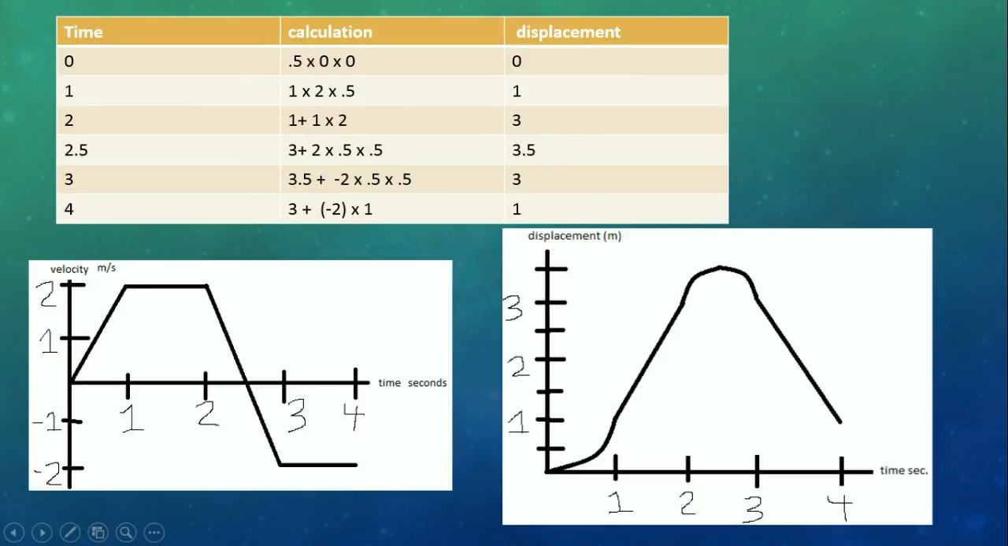So I found the area under every segment. So at 0, it's pretty obvious. The displacement is going to be 0 because it's not even moving at all. After 1 second here, this is a triangle, so 1/2 base times height. So 1 times 2 times 1/2 is 1 meter. So this object moved 1 meter.